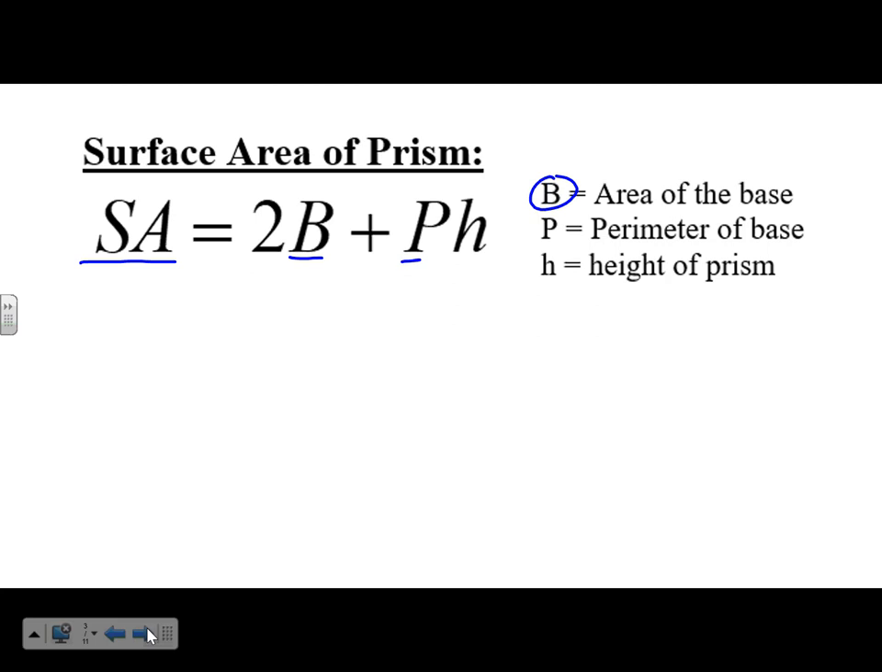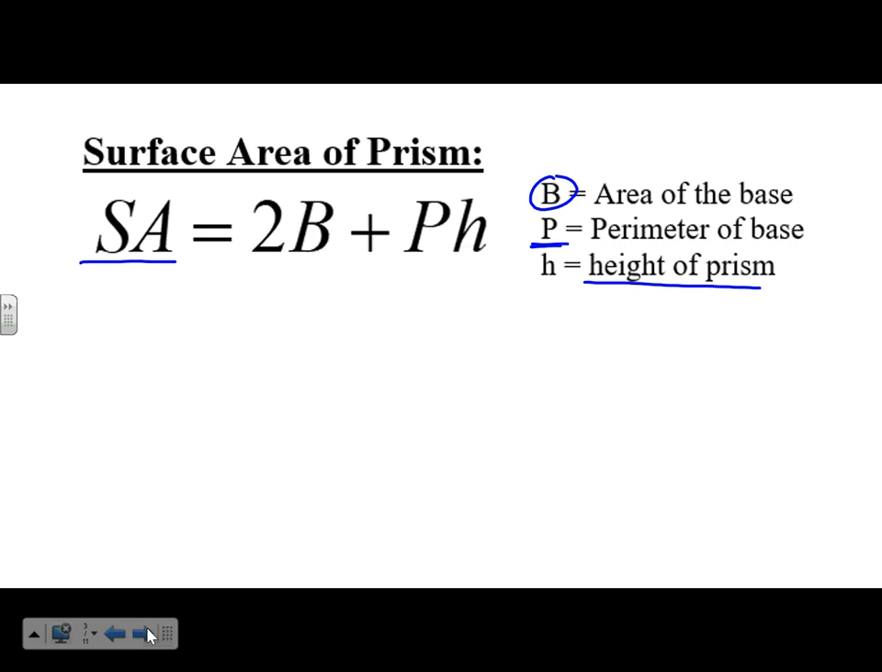Then the P is the perimeter of the base. Again, that depends on the shape of the base, but you add all the sides together. And the last term is the H, the height of your prism. So you have to be careful. If the base is a triangle, then this base area is 1/2 base times height. That height and this height are different. This height is the height of the triangle of the base. This is the height of your whole prism. So make sure you're being careful with that.